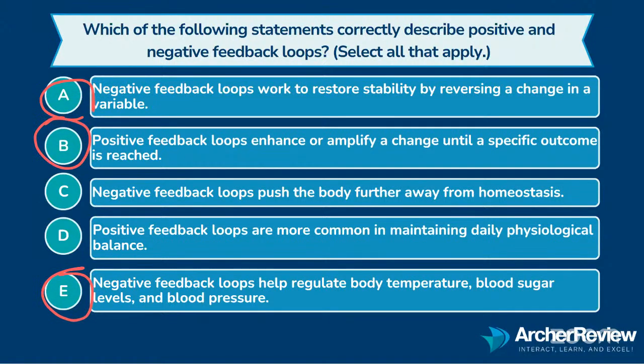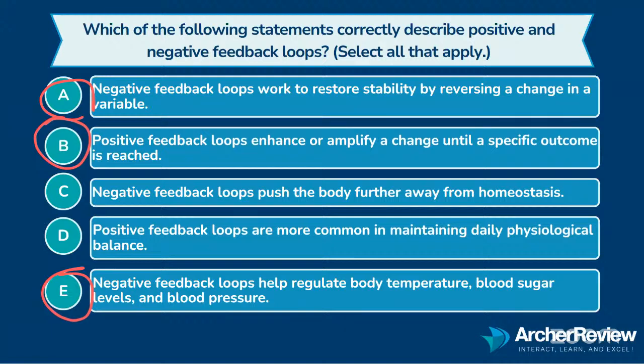A, negative feedback loops work to restore stability by reversing a change in a variable. Yes, remember that negative feedback loops tie that word homeostasis to negative feedback. That's a key word there. Tie those two together in your brain. B, positive feedback loops enhance or amplify a change until a specific outcome is reached. Yes, tie positive feedback loops and amplify together in your brain. Very well done. E, negative feedback loops help regulate body temperature, blood sugar levels, and blood pressure. Yes, and negative feedback loops really regulate everything that needs to be balanced within our body. That's really the bottom line there.